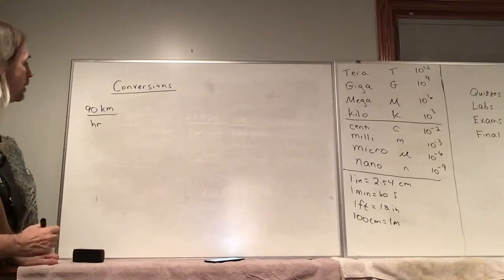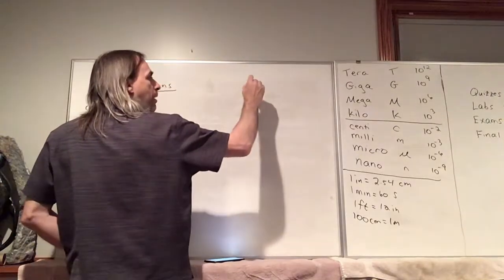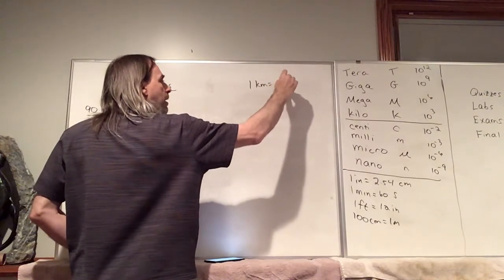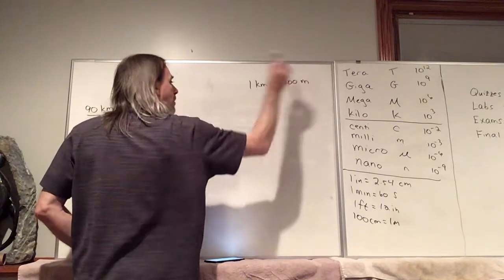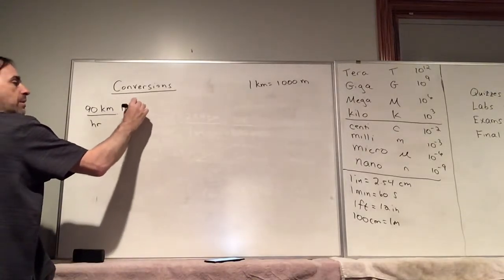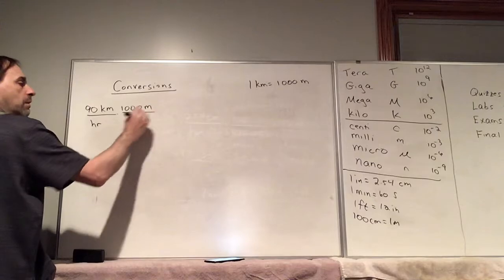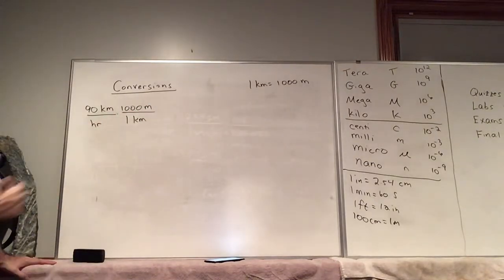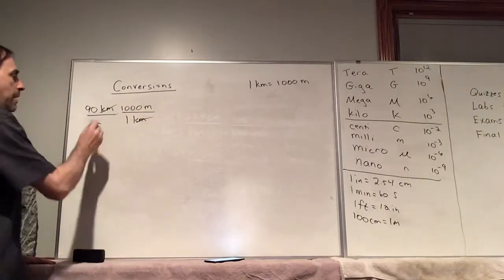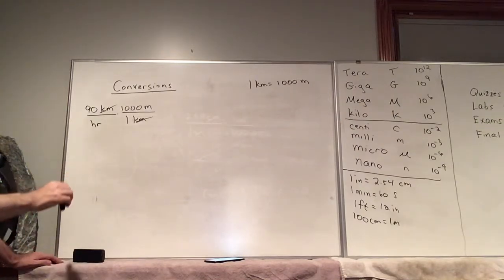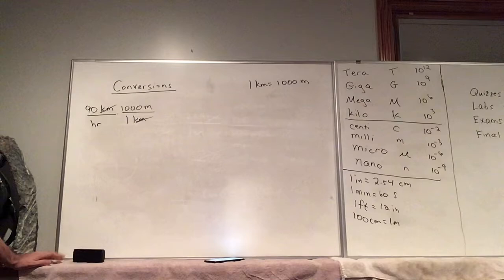So, 1 kilometer is equal to 10 to the third meters, or 1,000 meters. So let's start with that. We can say 1,000 meters is equal to 1 kilometer. So now we have meters per hour. But what we want is miles per hour. So we're going to have to convert meters into miles.